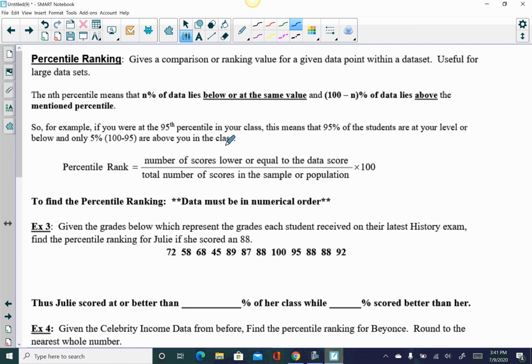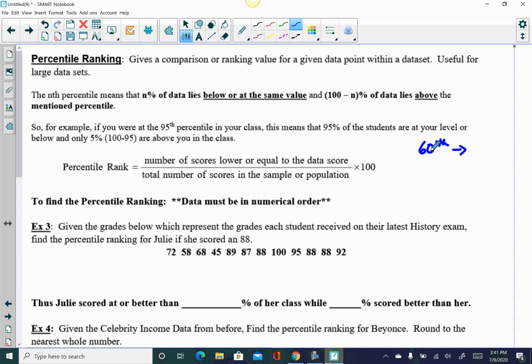In terms of going to the doctor and your child's percentile ranking, let's say that you went to the doctor and that they were at the 60th percentile for height. Then that means 60% of kids your child's age would be at their height or shorter. And then 100 minus 60, 40% of the kids at your child's same age are taller than your child.